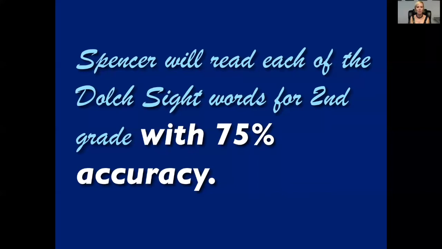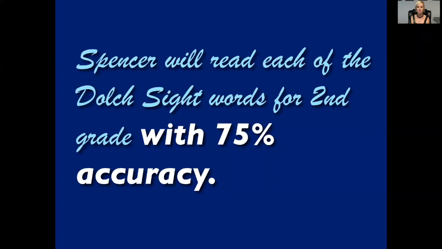Some people might respond, well, what they really mean is Spencer will read 75% of the adult sight words accurately. Well, they could have meant that, but even that's not quite right, because you could read 100% of the words accurately and not have a single sight word. That is, you could decode every single one of the words, but not have a single sight word. So knowing the percentage of words that you read accurately is really not enough.